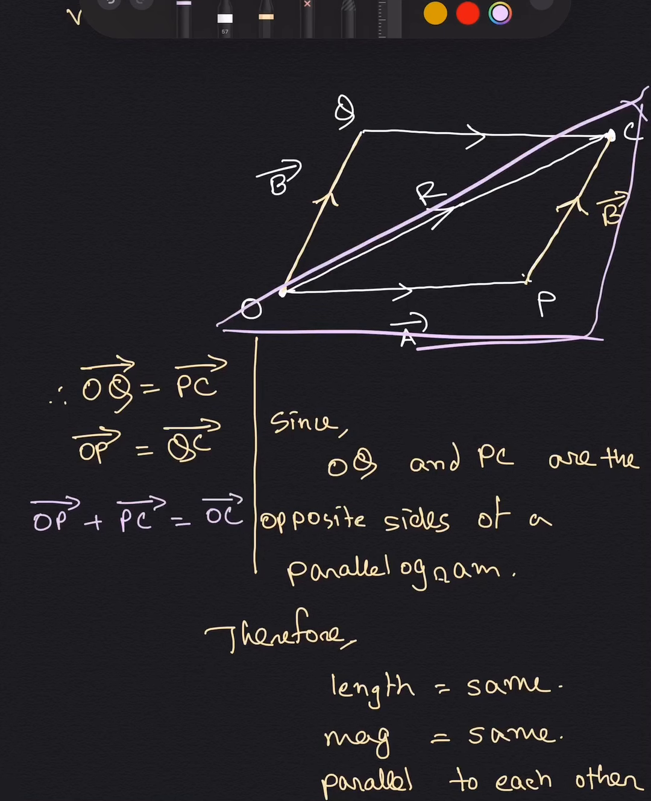OC is the resultant. Now, what is denoted by OP? OP is denoted by A vector. And what is denoted by PC? PC is denoted by B vector. And what is OC? OC is denoted by the resultant, which is R vector. So this is the summary of the law of parallelogram.